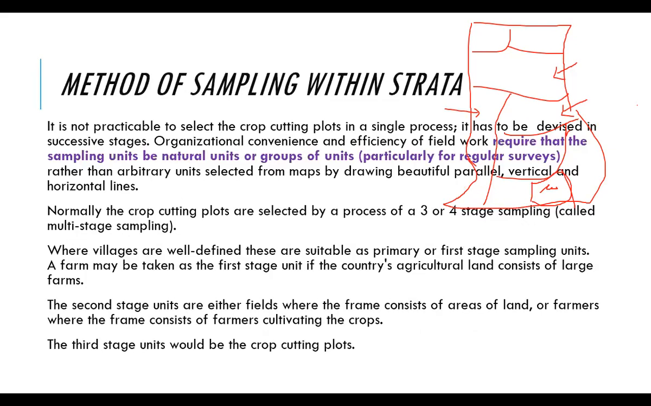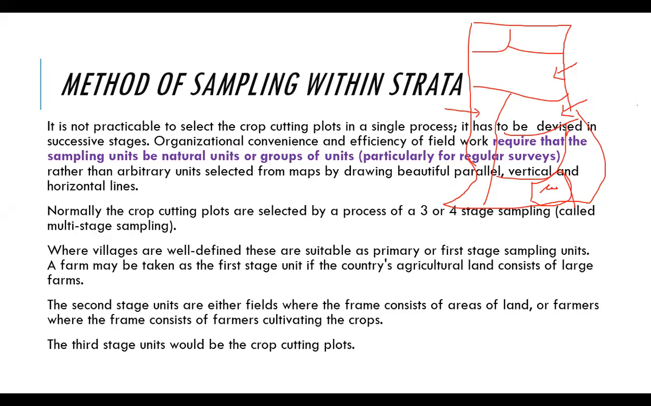So how do we go about the sampling within the strata? So we've now talked about demarcating the total farms in the country into provincial level strata, or let me say regional and district level strata. How do we go about sampling within the strata? Now when you read here, it's talking about this: it is not practicable to select the crop cutting plots in a single process. That is the first point.